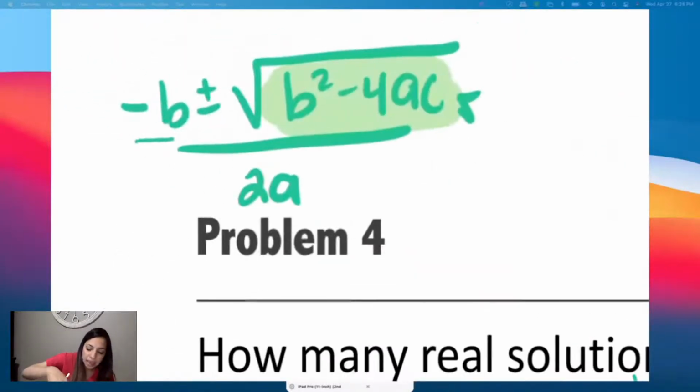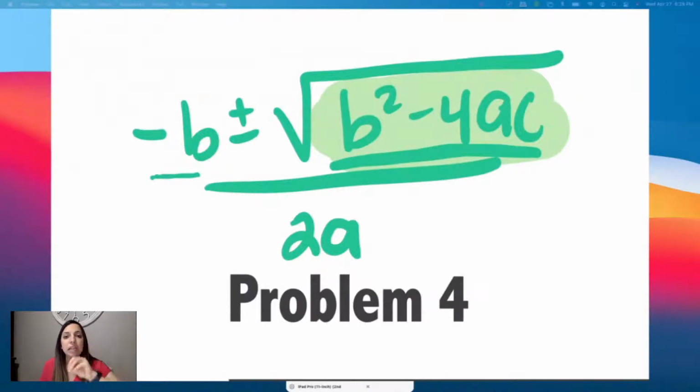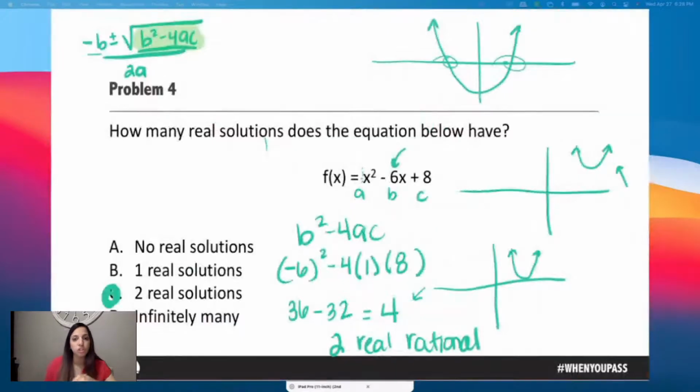If I got a negative number for this value, what would that mean? That would mean I would have no real solutions, because we cannot take the square root of a negative number. It would create a floating parabola like this. But in this situation, we have 2 real solutions.